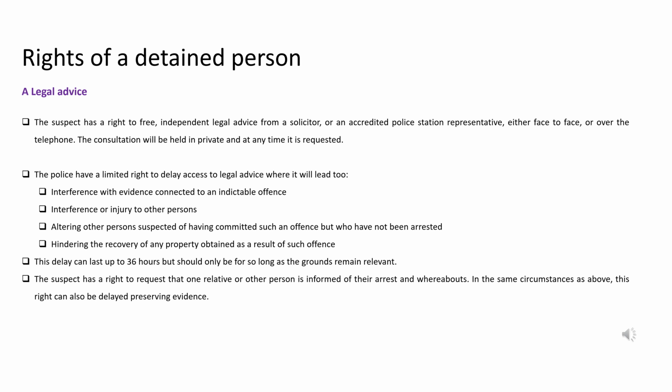In addition, a detained suspect has the right to request that a relative, friend, or another person is informed of their arrest and whereabouts. Just like the right to legal advice, this communication right may also be delayed in exceptional circumstances where it is necessary to protect evidence or prevent interference with the investigation. These safeguards aim to balance effective policing with the protection of individual rights and freedoms.